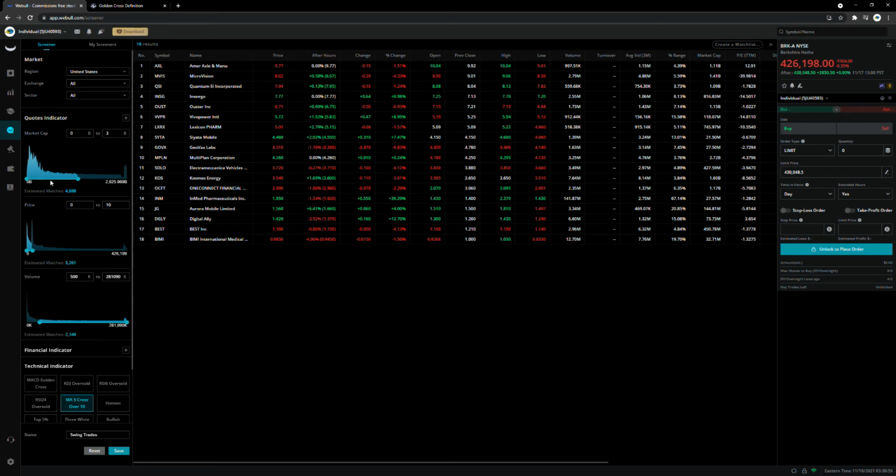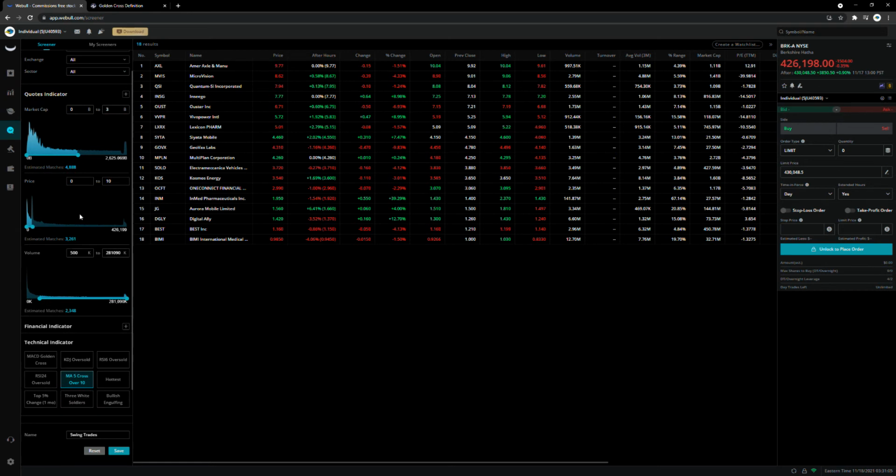Whereas small caps, 0 to 3 billion, they are the new companies that are trying to gain some traction. So I do like to stick with the small cap companies because I believe that they're more volatile. They have a lot more room to grow. Then we're going to move into price. Two reasons why I stick from 0 to $10.